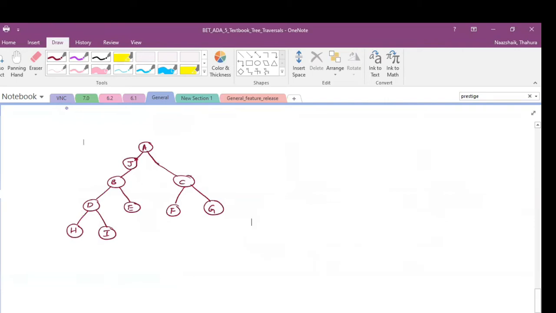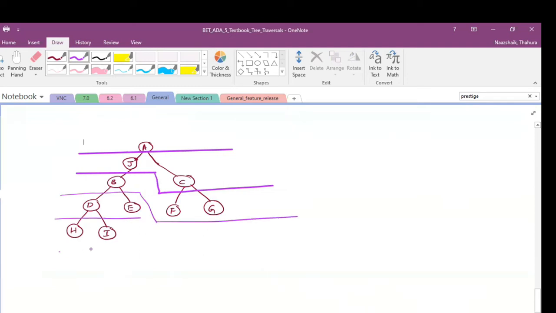Okay. Now, I'll introduce you to something called level. If you look at it, you can draw something like this, right? If you split your tree like this, you can see, okay, let me draw here. This is all at one level. This is another level. This is another. Correct? This is the first level, or I'll say level 1, or I'll say level 0. This is called level 0.